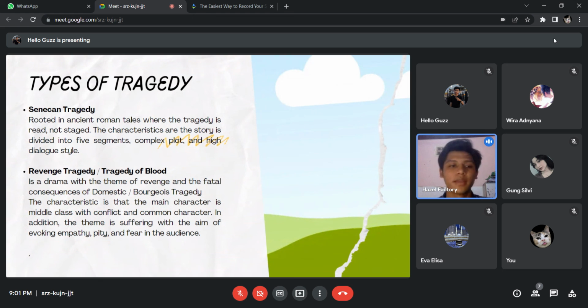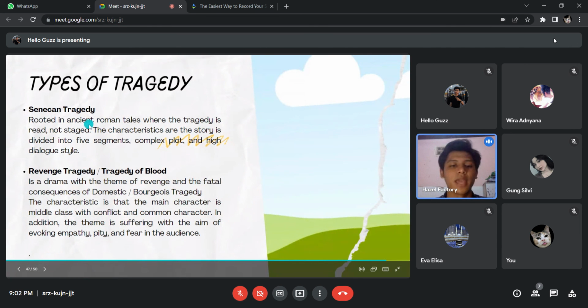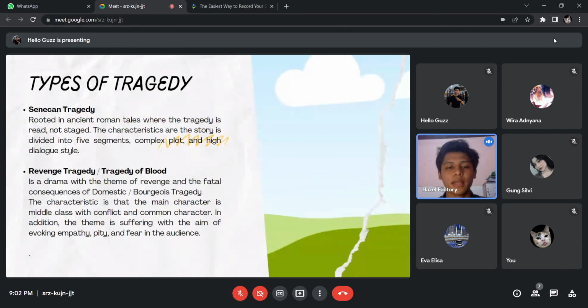Types of tragedy. Senecan tragedy. Written in ancient Rome, where the tragedy is read, not staged. The characteristics are that the story is divided into five segments, with a complex plot and a high dialogue style. Revenge tragedy or tragedy of blood. It is a drama with a theme of revenge and the fatal consequences of domestic conflict. The characteristic is that the main character is middle class with conflict and common character. In addition, the theme is suffering with the aim of evoking empathy, pity, and fear in the audience. Next, please.